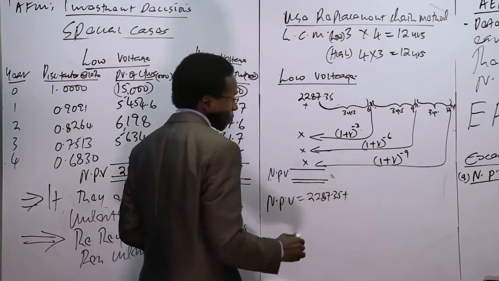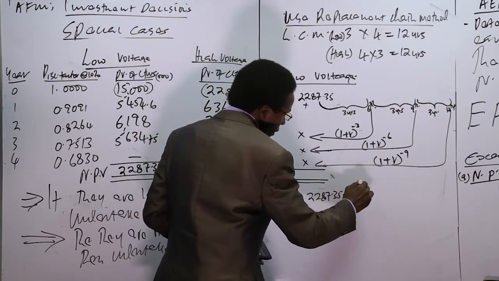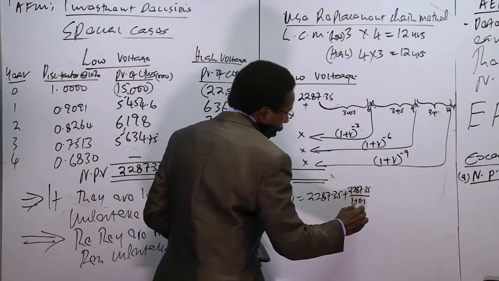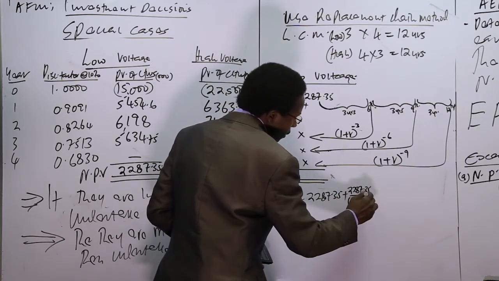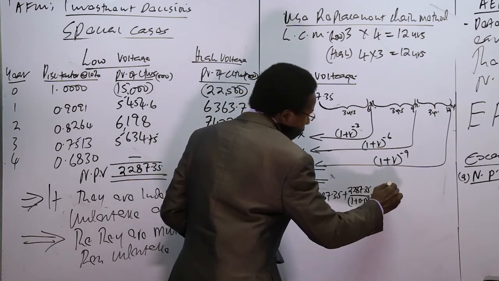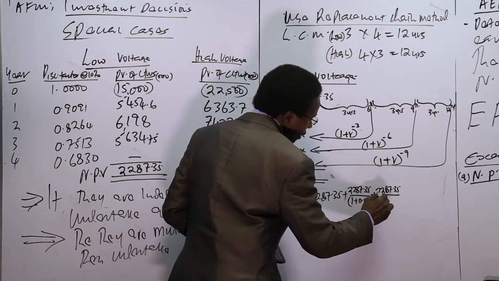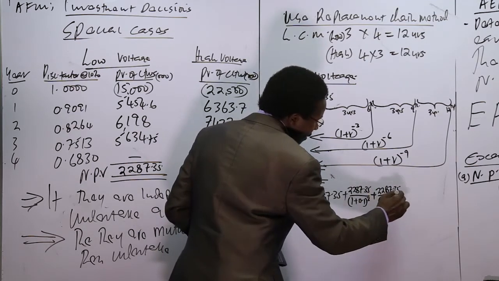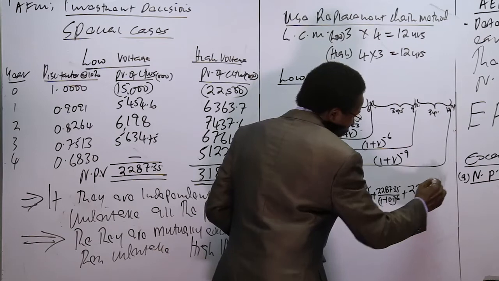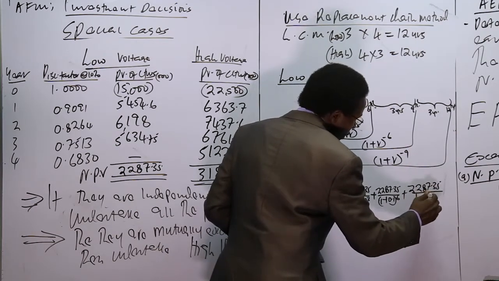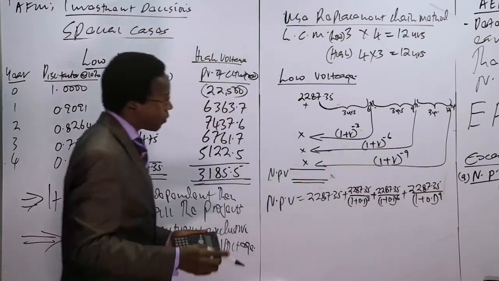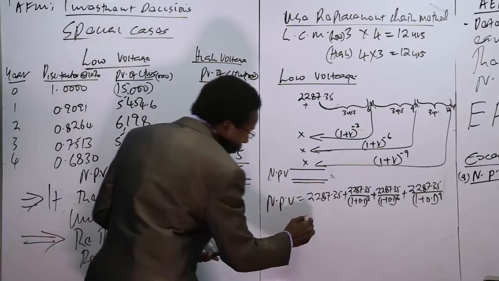2287.35 plus 2287.35, we discount it 1 plus 0.1 raised to 3. Then we add 2287.35, we discount it 1 plus 0.1 raised to 6. Then 2287.35, we discount it 1 plus 0.1 raised to 9. So that is what we are doing, the 3 of them, we discount them. So we come and now compute that NPV here.